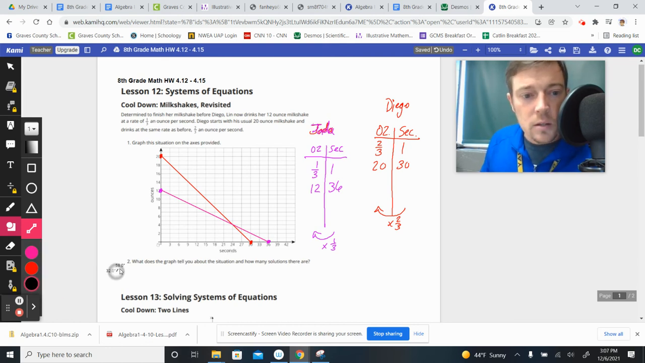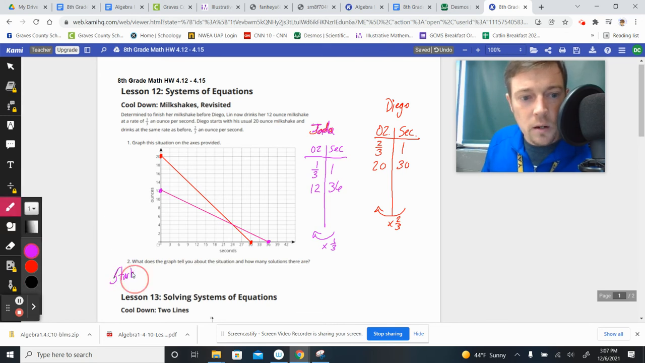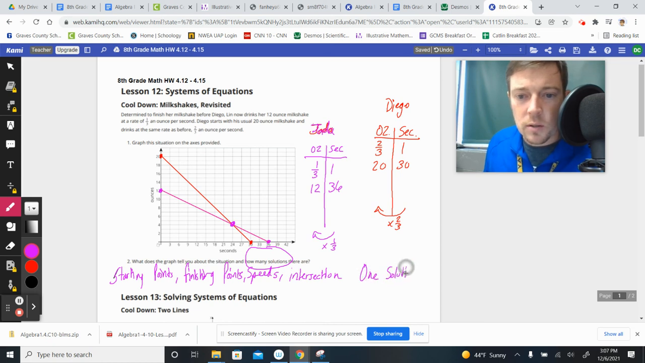We see starting points. We see finishing points. We also see the speed at which they're drinking. And we see intersections of where they actually have the same amount in their cup at the same time, which would be right here. And that would tell us that there is one solution. So there's one solution to this system.